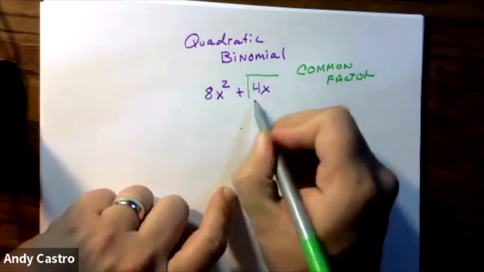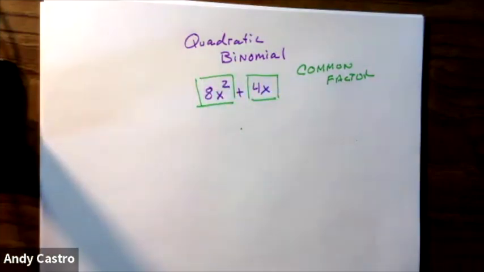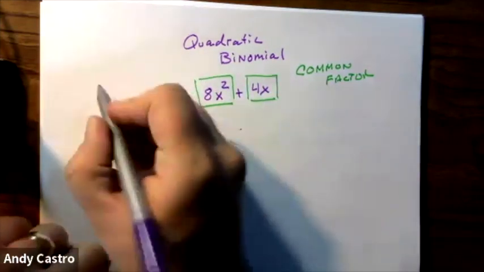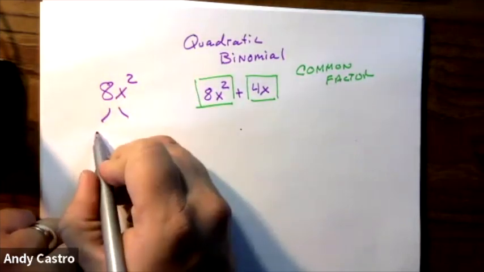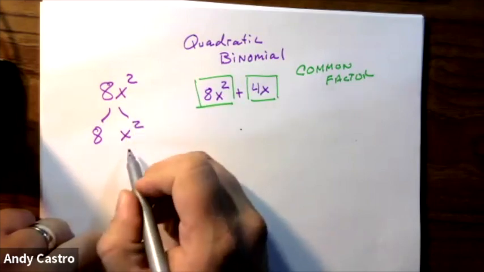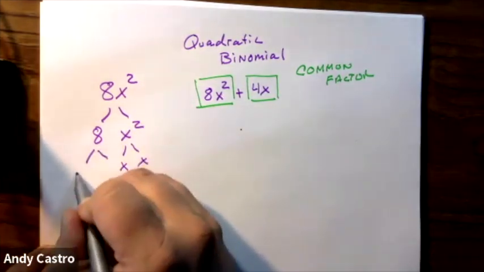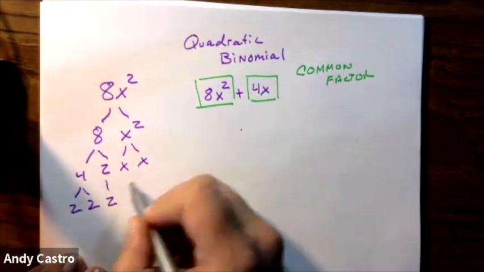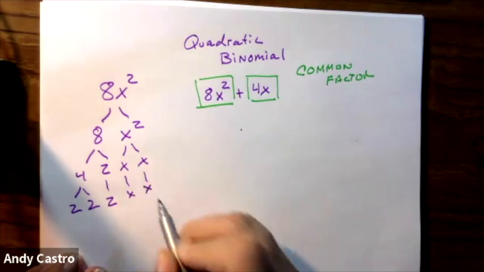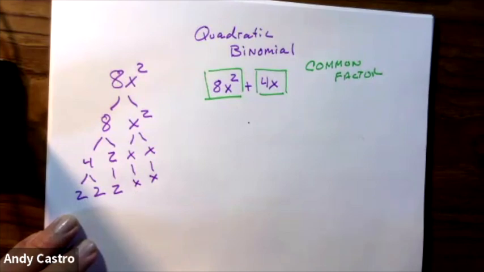Between the two terms, what do each of these have in common? So let's take the 8x squared first. And let's look at its factors. So that's 8 times x squared. X squared is just x times x. 8 is 4 times 2. And 4 is 2 times 2. So this is 2 cubed times x times x.